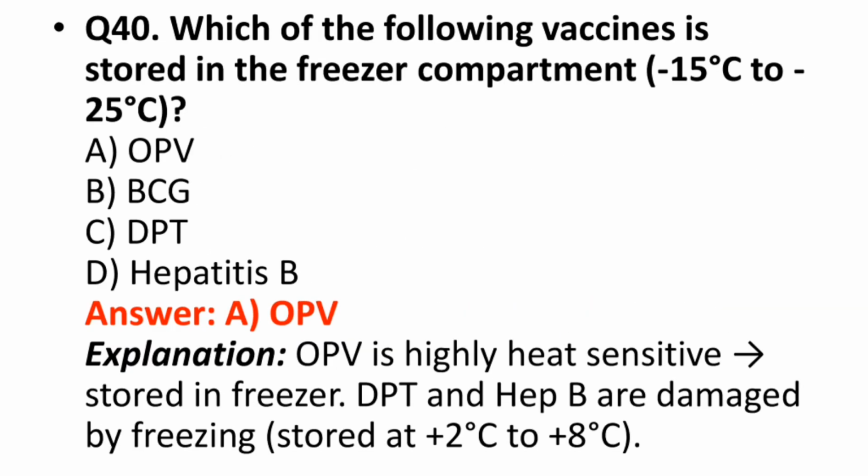Which of the following vaccines is stored in the freezer compartment, that is minus 50 degrees Celsius to minus 25 degrees Celsius? Option A oral polio vaccine, option B BCG, option C DPT, option D hepatitis B. The correct answer is option A, oral polio vaccine. Oral polio vaccine is highly heat sensitive and stored in the freezer. DPT and hepatitis B are damaged by freezing and stored at plus 2 degrees Celsius to plus 8 degrees Celsius.